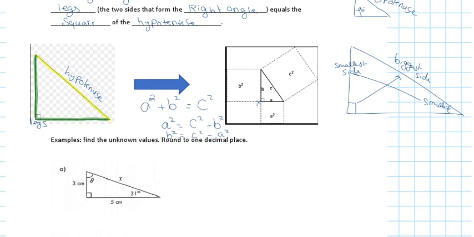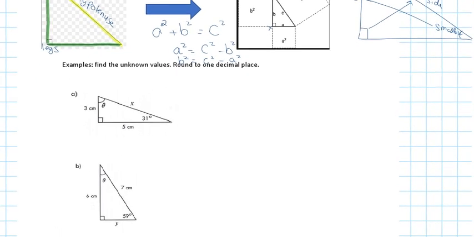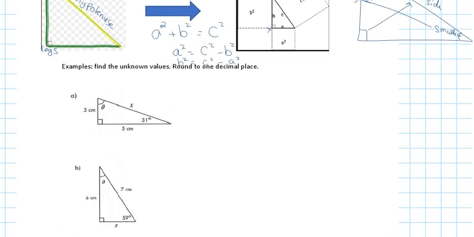So in the triangle below, in the example below, what do I know? What do I have? I know A and B, and I'm looking for C. What else do I know? It's asking you to solve, so find the unknown values and round to one decimal place. So the unknown values are two things. There's two things that I don't know in that triangle. I don't know this angle here, and I don't know this side.